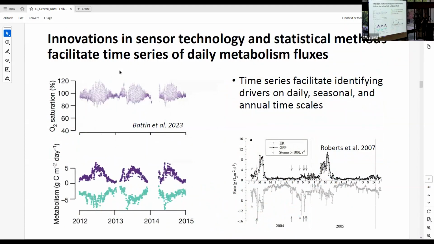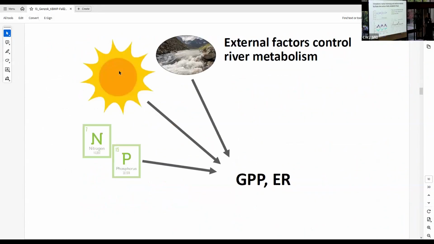This is a method that's been available for a long time, but just in the last decade or two, there's been a lot of innovations, both in sensor technology and statistical methods, that allow us to model many, many days of metabolism. And so you can take that raw dissolved oxygen data, which is shown here, estimate gross primary production and respiration, and then start to look at what's happening across time. This is a study where they were looking at how a stream responded to storms, and what happened to the rates of production and respiration in that case.